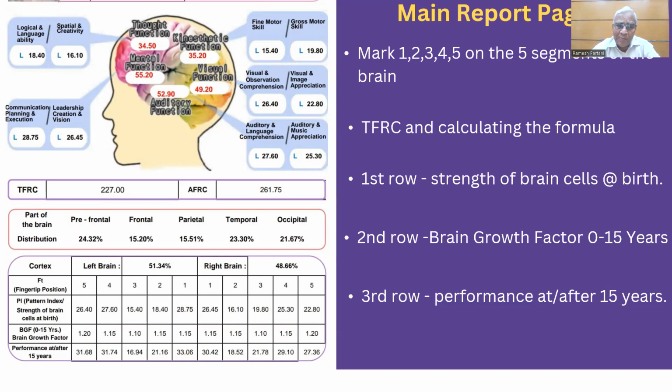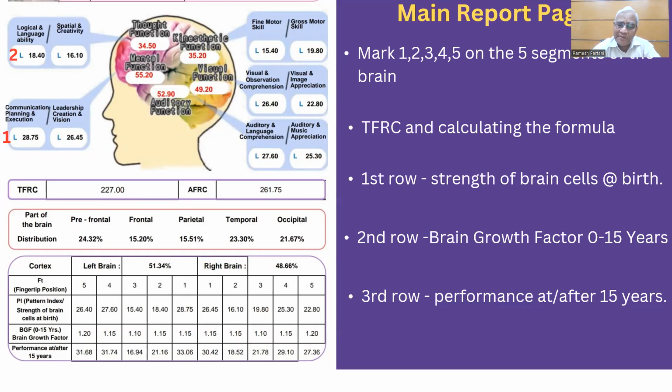Now, the prefrontal portion of the brain is connected to the first finger, which is thumbs. So left brain prefrontal is connected to right thumb. Right brain prefrontal is connected to left thumb. So we'll mark 1 here on the prefrontal portion. Postfrontal portion is connected to the index fingers, to the second finger. So we mark 2 here.